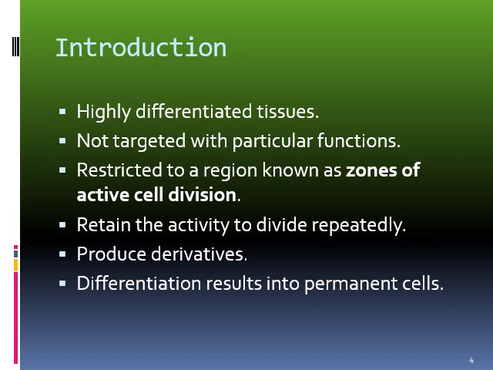These meristem cells remain embryonic. It means that retain the activity to divide repeatedly. The cells formed by the division of meristems are called derivatives. These cells then undergo differentiation and lose the capacity or capability of division. So they become permanent cells.